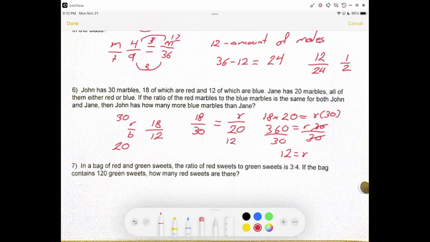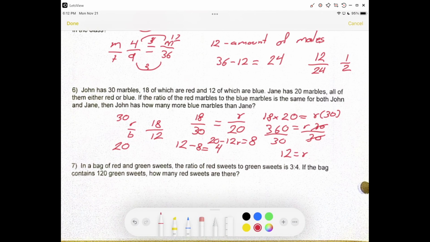So 20 subtracted by 12 will give us the amount of blue marbles, because this is the amount of red marbles subtracted from the total, and it'll give us the amount of blue marbles, right? Which is 8. So we know that Jonah has 12 blue marbles and Jane has 8 blue marbles. If we simply subtract this, we're going to get our answer of how many more blue marbles Jonah has than Jane, which is 4.